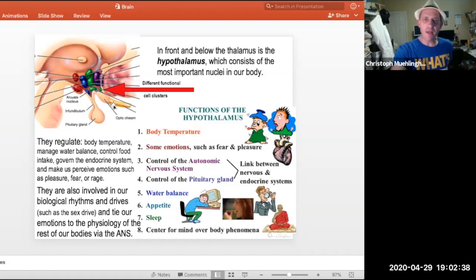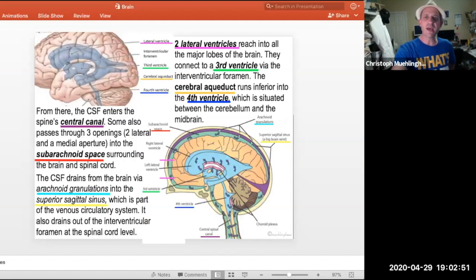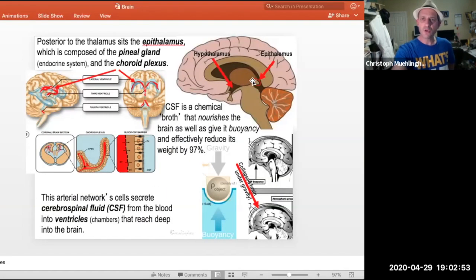So yeah, the hypothalamus, which is here, these are all the clusters of the hypothalamus. So that's a lot of stuff that happens in that small little brain. We discussed that before. And then the CSF, cerebrospinal fluid, gets secreted. A lot of it gets secreted back in here in the epithalamus, and then it surrounds the brain through these structures in here.